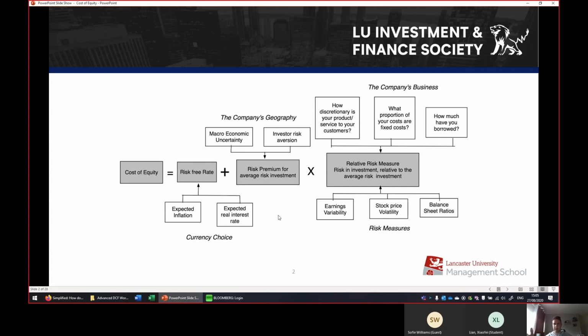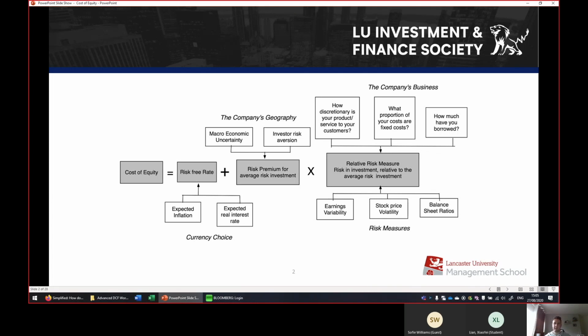The other thing we look at is the premium, which is the equity risk premium or the market premium, which has a lot of different names. Basically, it's looking at the risks that are associated with the company's geography, so macroeconomic uncertainty and investors' attitudes to risk. It's a market perspective.